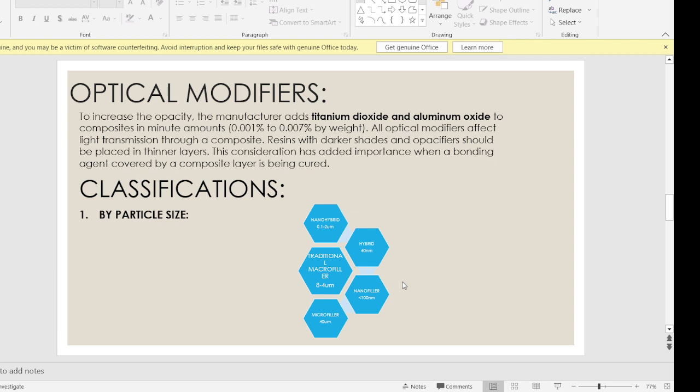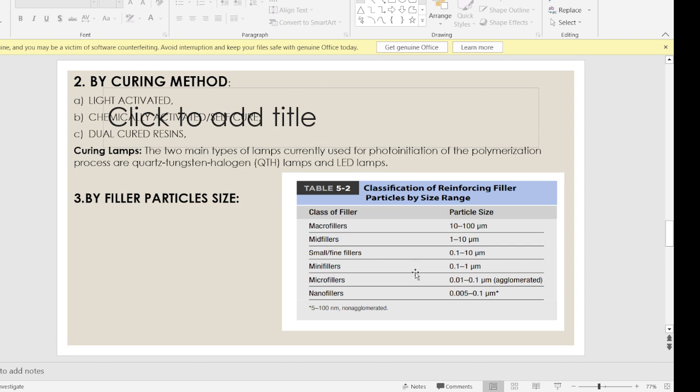Now the classification of the composite material is based on their particle size. So the traditional, we have the macrofiller, which has 8 to 4 micrometer, and then the nano hybrid, which is 0.1 to 2 micrometer, and then the microfillers, hybrid, and nanofillers. These are the basic classifications based on the particle size. Now the other is based on the curing method. So we have the light activated, chemical activated, and the dual cured resin material.